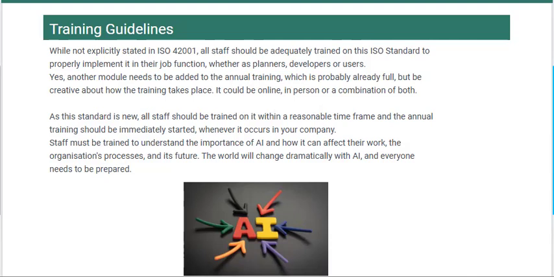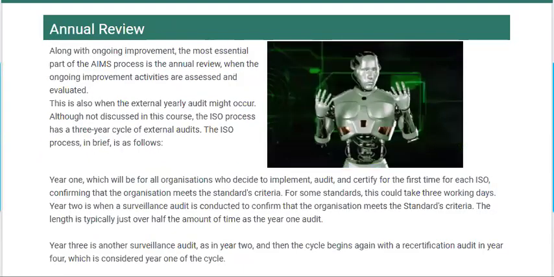Annual review. Along with ongoing improvement, the most essential part of the AIMS process is the annual review, when the ongoing improvement activities are assessed and evaluated. This is also when the external yearly audit might occur. Although not discussed in this course, the ISO process has a 3-year cycle of external audits. The ISO process, in brief, is as follows.